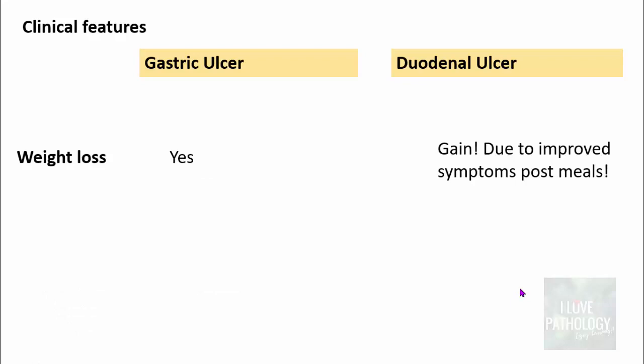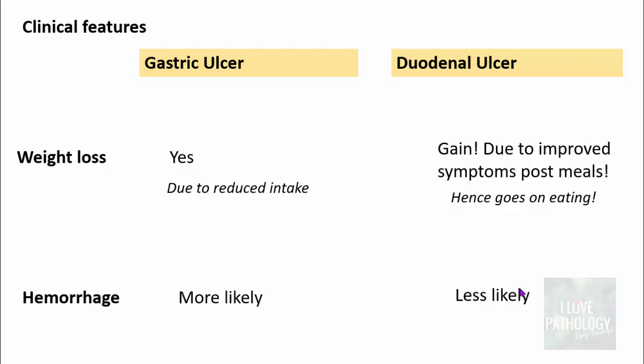What about the weight loss? So obviously the patient tends to lose weight because they eat less due to fear of aggravating pain. Whereas in duodenal ulcers, the symptoms tend to improve post meals, and that's why they go on eating. That's how these patients sort of gain weight. So weight loss is more common in gastric ulcer. Weight gain is common in duodenal ulcers.